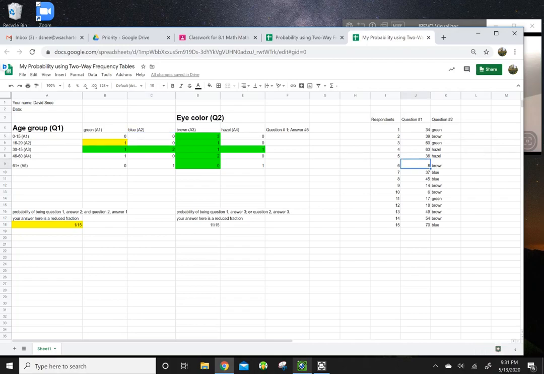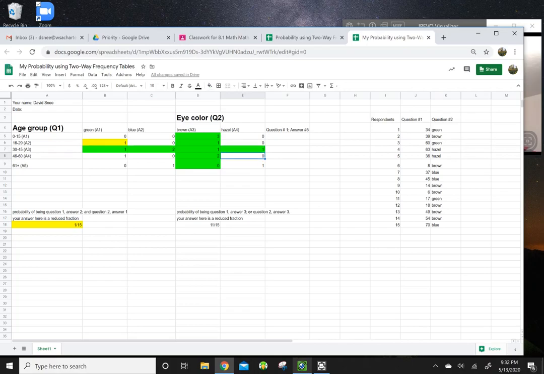Brown eyes, brown eyes, brown eyes, and that's it. So I have no blue eyes for 0 to 15, and then I go to brown eyes, and I count those. We already saw 1, 2, 3 respondents are age 0 to 15 and they have brown eyes. So I put a 3 in that box right there, and I just continue doing the same thing with each of my possible responses. Fill in all these boxes.